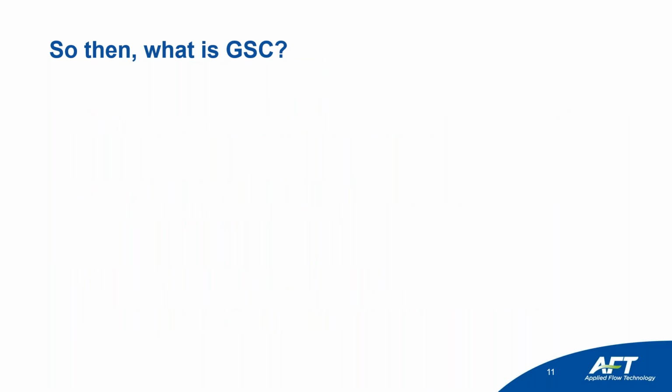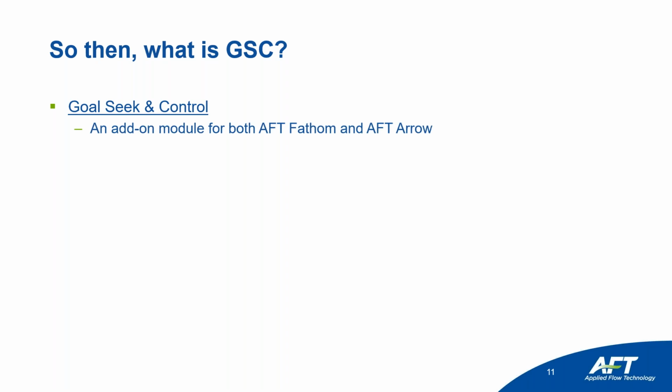So what is GSC? The module, we went through just a life example. Well, let's look at GSC specifically in AFT software. After all, that's why you guys came. It's called Goal Seek and Control. So we kind of went through some of the goal seek part. We'll go through control a little bit later. It's an add-on module for both AFT Fathom and AFT Arrow. Again, 2 separate base software programs.